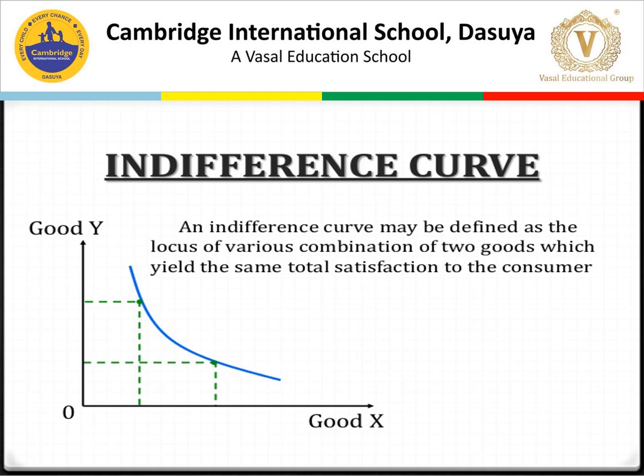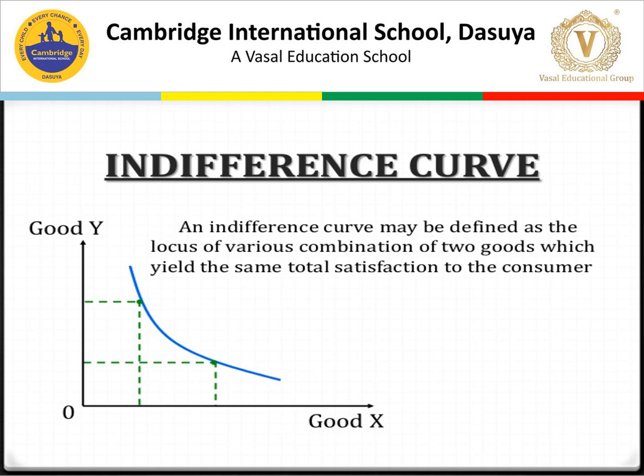So the next concept is the indifference curve. When we talk about a combination of goods, we are always thinking of the indifference curve. And when we are not able to measure the goods and their combinations in numerical values, then we always confine ourselves to the indifference curve.